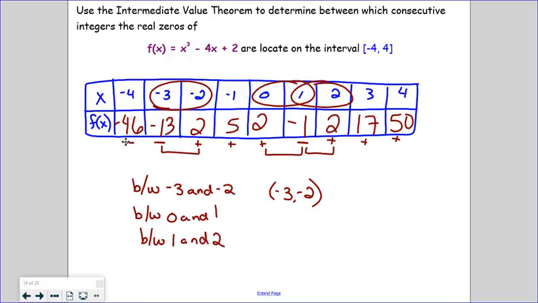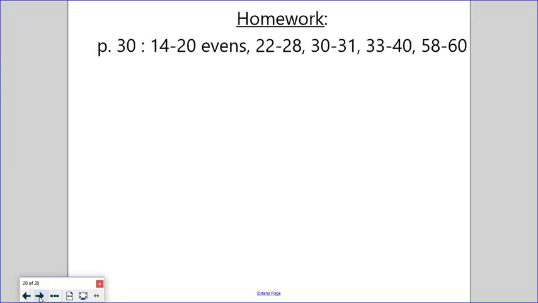All right, your assignment. Bunch of random numbers here. You are on page 30.